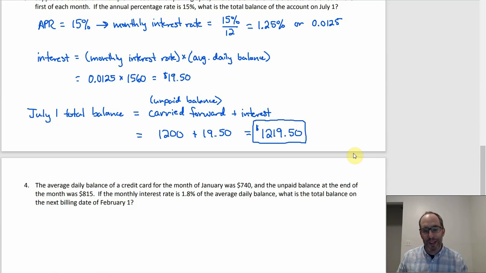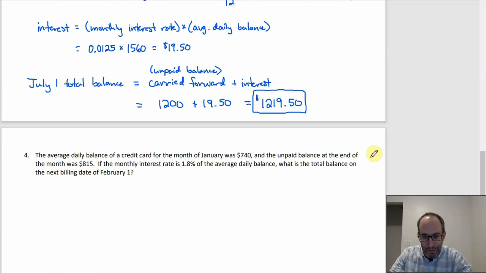And since we already had the average daily balance, that was really helpful, right? Because then that's a big chunk of work that we didn't have to do. But that's how most of these questions are set up, actually. The ones where you have to get the total balance at the beginning of the next billing period in the homework, most of them give you the average daily balance, so they end up being pretty short. So that means number 4 is also going to be pretty short.